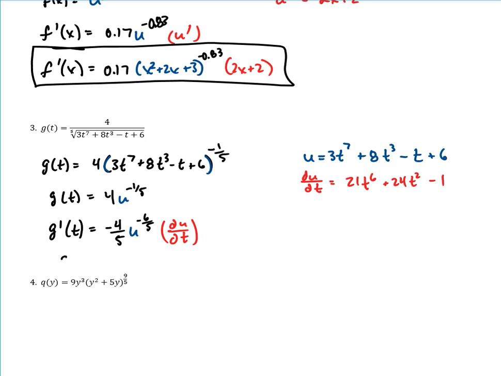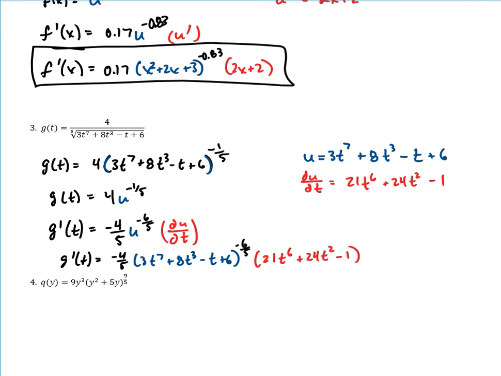And then now I would plug everything in. So we have g prime of t equals negative 4/5 u, which is 3t to the 7 plus 8t to the 3rd minus t plus 6, all to the negative 6/5. And then the du dt is that expression, the trinomial, 21 t to the 6 plus 24t squared minus 1.